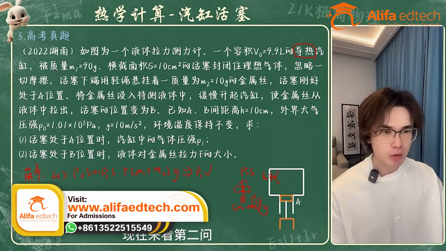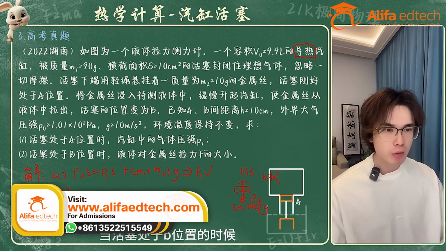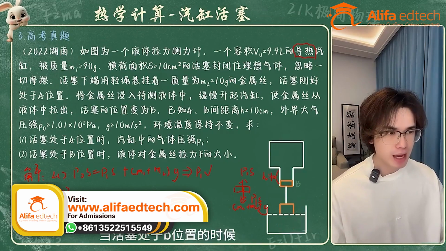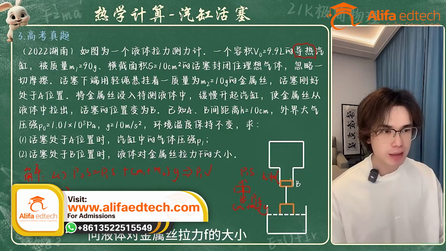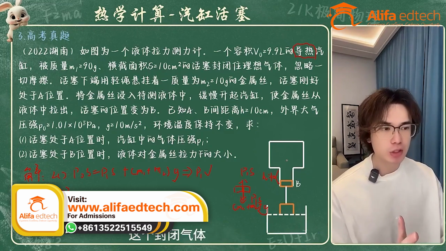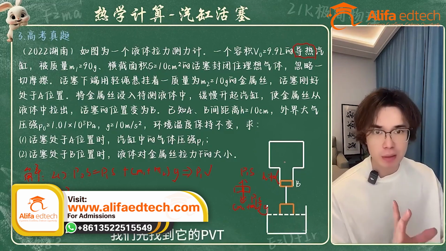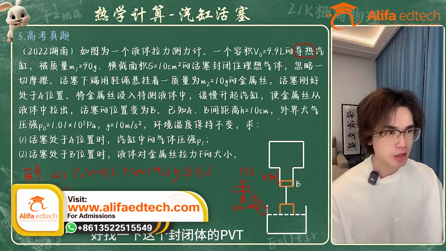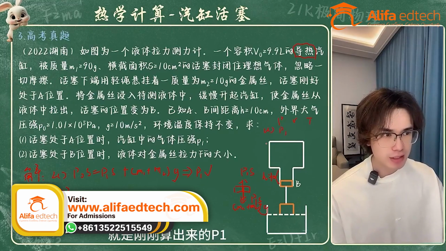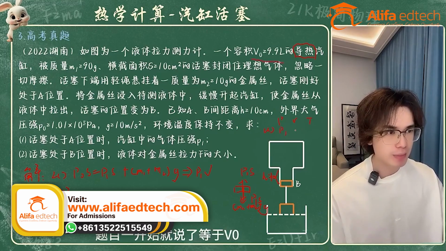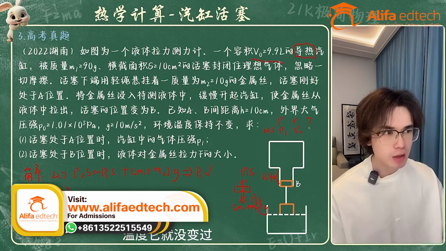Now let's look at the second question. Of course, now the piston is at position B, and the question is, what is the magnitude of the force F that the liquid exerts on the metal wire? At this point, we notice that for this enclosed gas, let's first determine its pressure. Let's find the pressure of this enclosed body. The initial pressure of this enclosed system is just the P1 we calculated earlier. As for its volume, the problem stated at the very beginning that it equals V0, which is a known value. The temperature hasn't changed, so we won't write it.